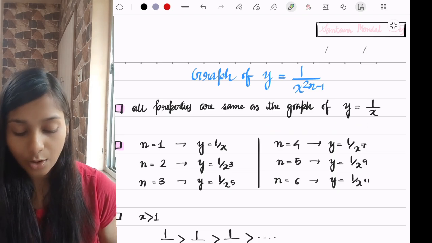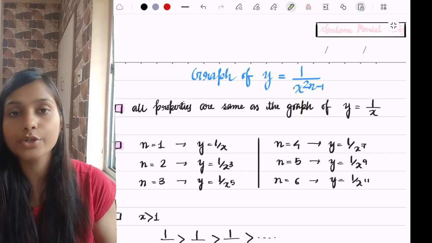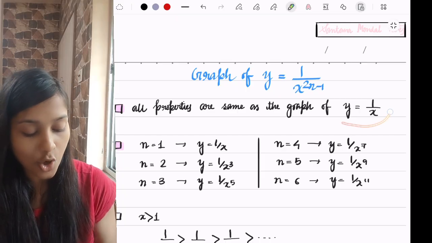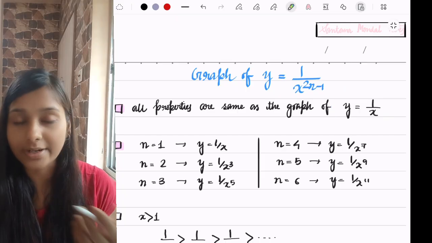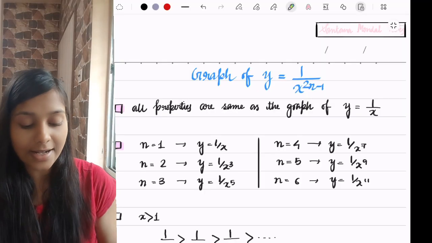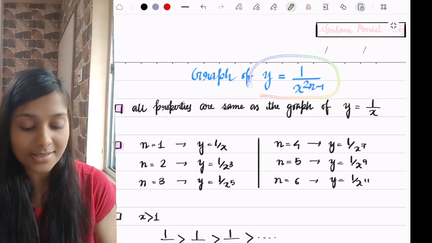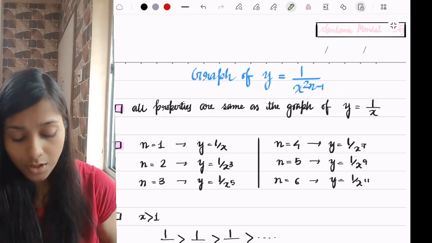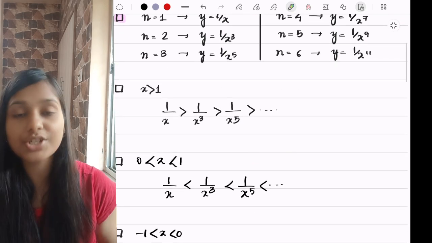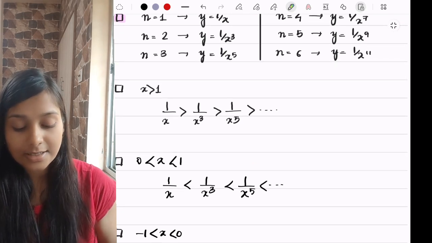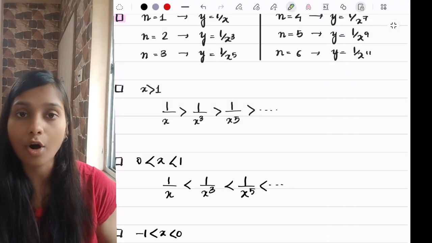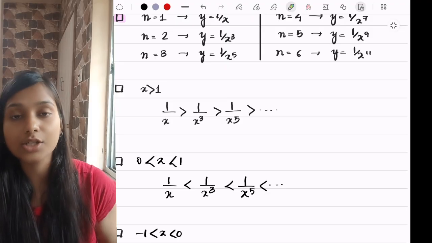Now this function, y equals 1 by x power 2n minus 1, has exactly the same properties as y equals 1 by x, as I have already stated. So please check out my video on y equals 1 by x to understand the detailed properties of this function. Now moving on, we get 4 different regions in the real line such that the functions 1 by x, 1 by x cube, 1 by x power 5 follow different kinds of inequality.